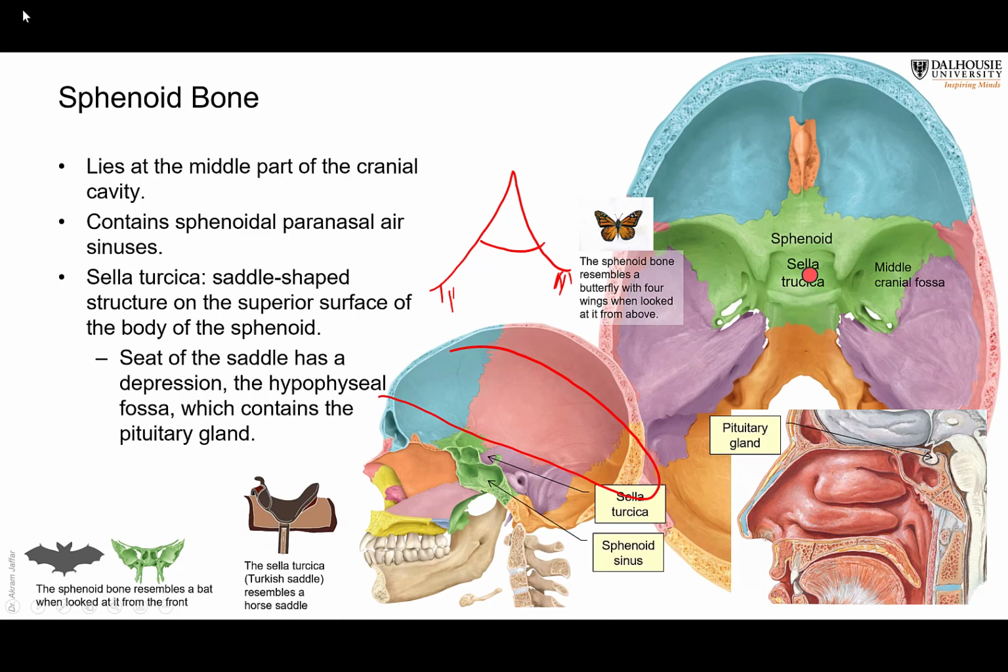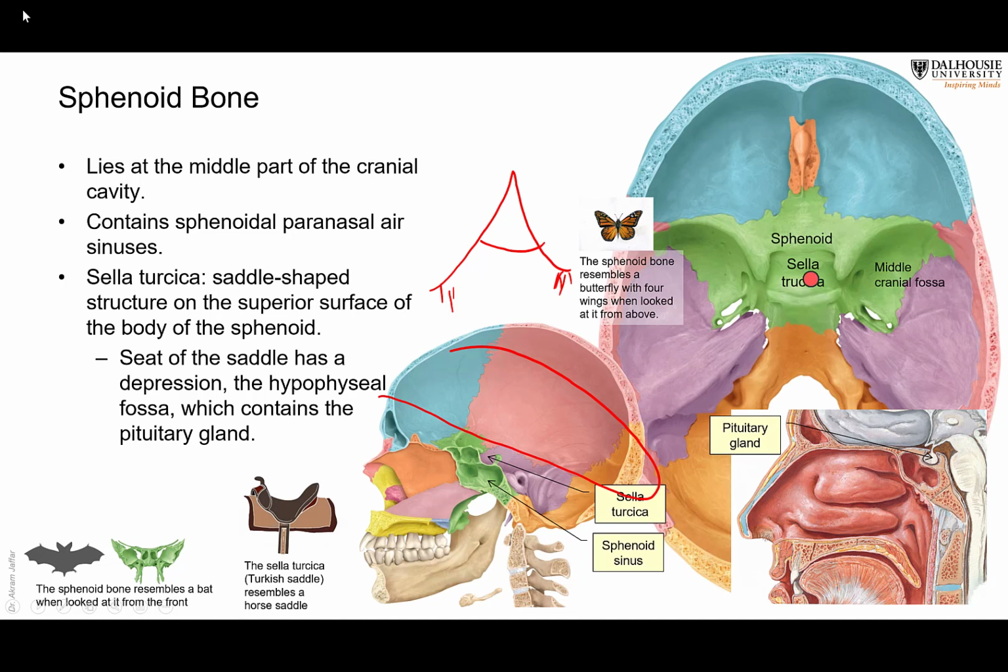And it contains this part of the brain, which is called the pituitary gland. So that's why sometimes it's called the pituitary fossa or the hypophyseal fossa. This is called hypophysis cerebri. We're going to talk about it when we deal with the endocrine system. This is a main endocrine organ in the body.